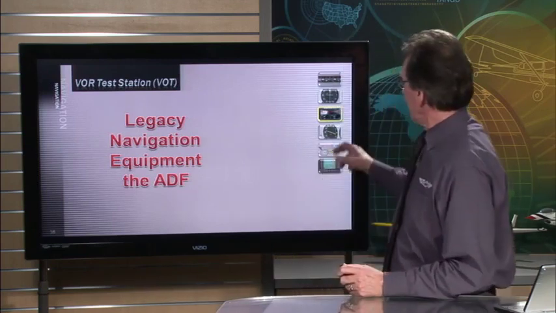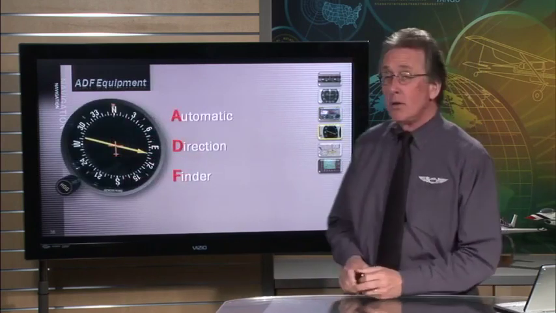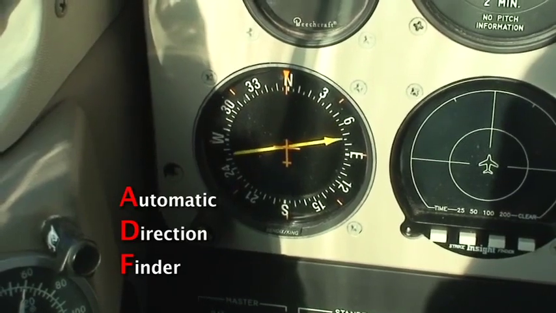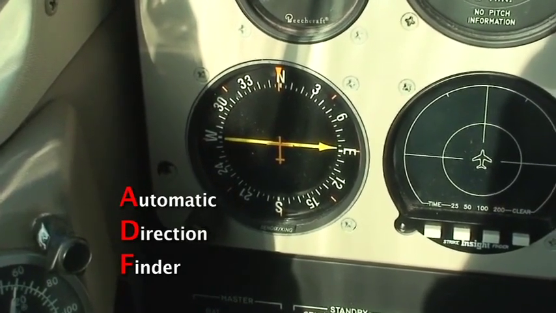Okay, let's move along to ADF equipment and the classroom. We'll move on to discuss navigation using the ADF indicator.